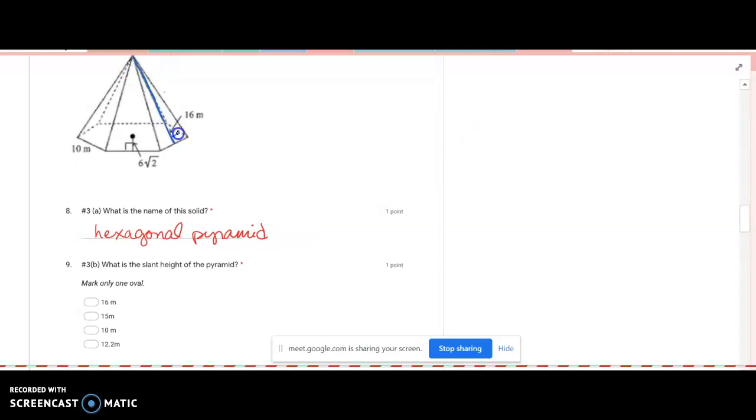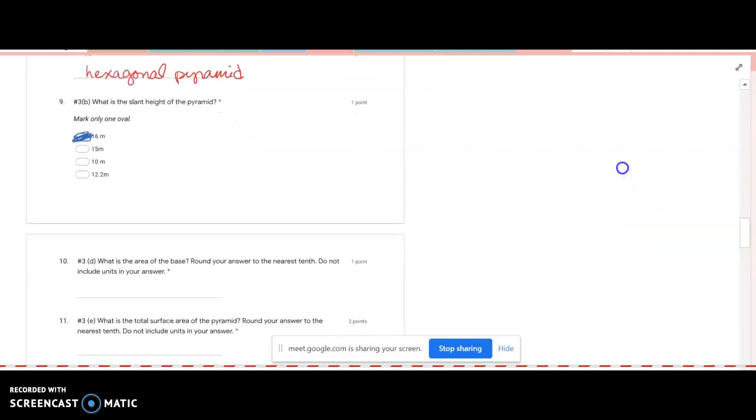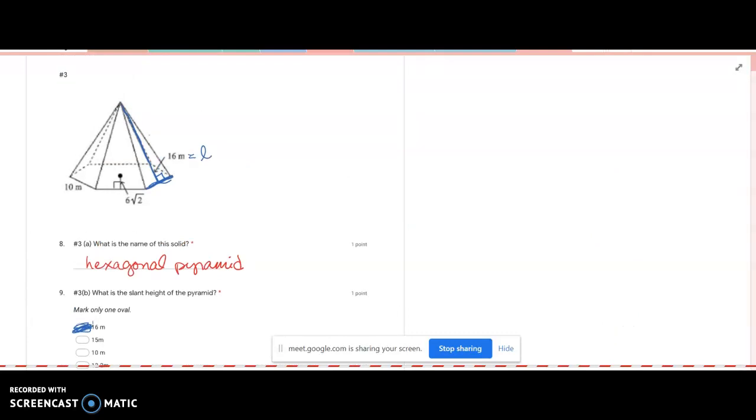It's the 16. Slant height is always the number that goes from the top of the pyramid, and then it's perpendicular to this rim down here of the base, the outer edge of the base. So you didn't have to calculate anything. I was just looking to see that you could identify it. Then part D, what is the area of the base? So area of the base, this is part D.